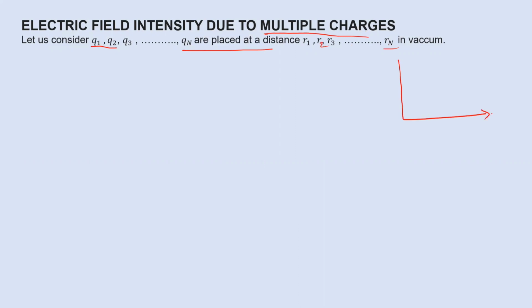Suppose I'm writing here this to be the x-axis, this is the y-axis. Suppose you are having a test charge here, Q0. So if you're having your charge Q1 here, Q2 here, Q3, and Qn number of charges, this test charge will experience a force due to all these charges. So the total or the net electric field intensity can be calculated by using the superposition principle, which says that it will be the vector sum of the individual electric fields, right? The same technique we will use.